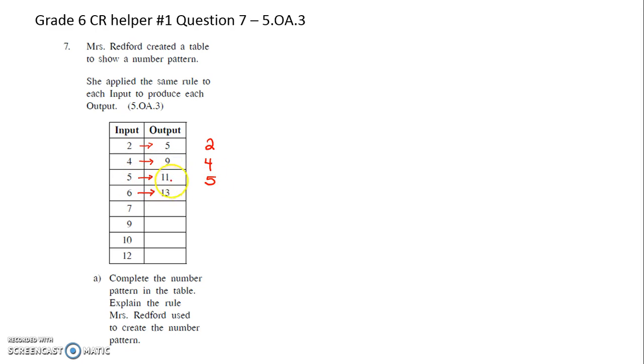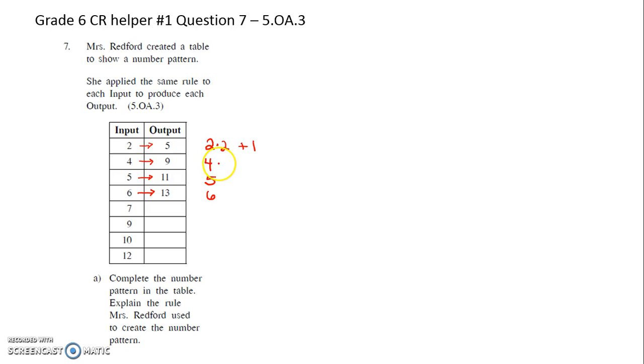What can I do to 5 to get me really close to 11? What could I do to 6 to get me really close to 13? Different things you can think of. But I might say, well, 2 times 2 gets me to 4. It's pretty close to 5. 5 is just 1 more than that.